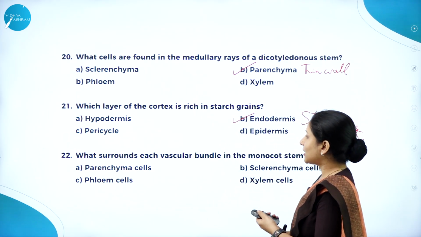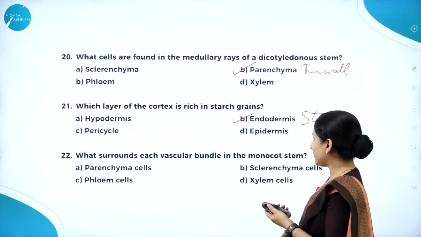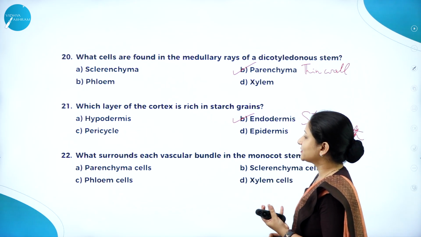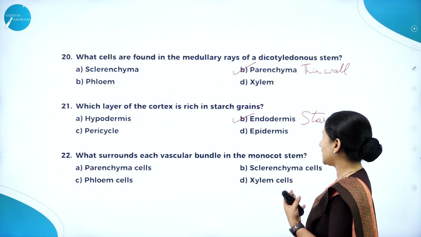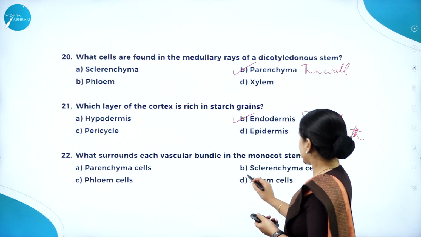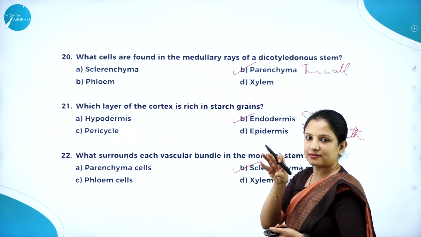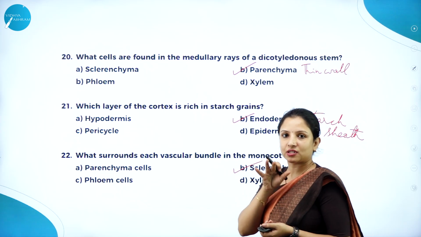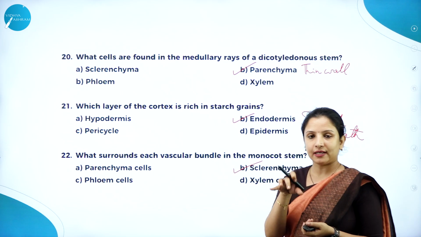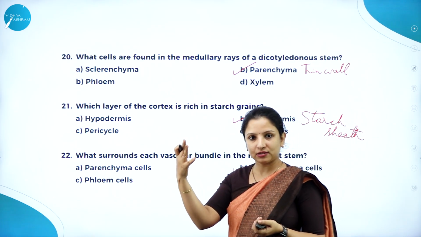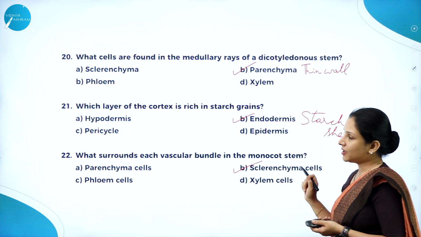Next question. What surrounds each vascular bundle in the monocot stem? Parenchyma cells, sclerenchyma cells, phloem cells, xylem. Vascular bundle means it is made up of xylem and phloem. It is sclerenchyma cells. In the monocot stem the vascular bundles are scattered, wherein the larger vascular bundles are towards the center and the smaller ones are towards the periphery. Surrounding each of these vascular bundles, sclerenchyma cells will be present.